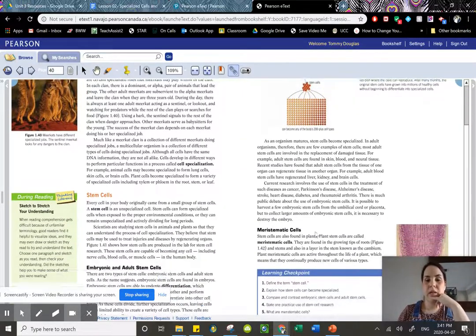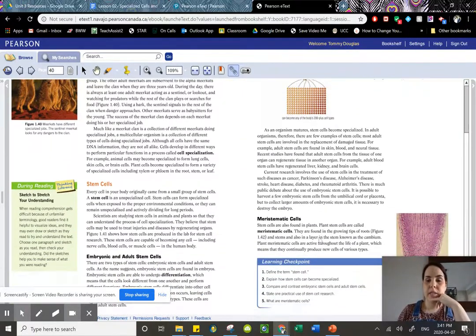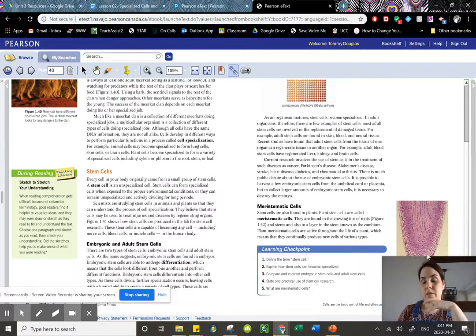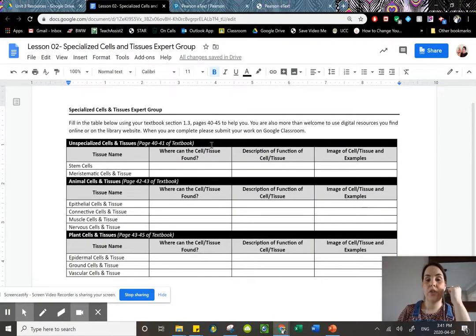The next one you have to take a look at is meristematic cells. Some of the pictures you can take from your textbook if you want, or you can find them on Google. So you're going to fill this out, and you should be able to tell me by the end of the class where each of these cells or tissues can be found, what their job is, show me a picture of what it looks like, and give me some examples. So this will be today's activity to finish up.